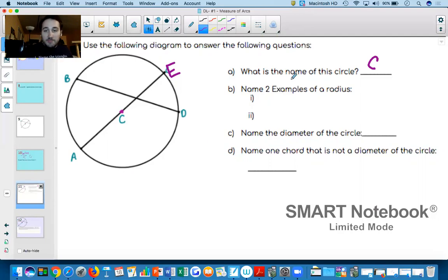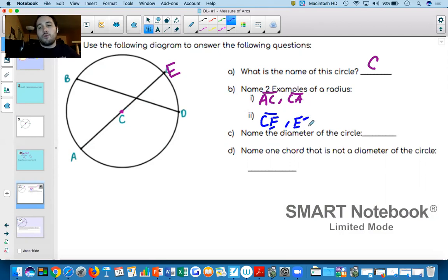Anyways, so name two examples of a radius. So we got AC. So I'm going to write AC. Don't forget to put your notation. Remember, also AC is the same thing as saying CA. It's the same thing. So a little quick review. And then similarly, we also have C to E. Don't forget your notation. That's super important. And remember, the CE is also the same thing as EC. So either of those are correct.